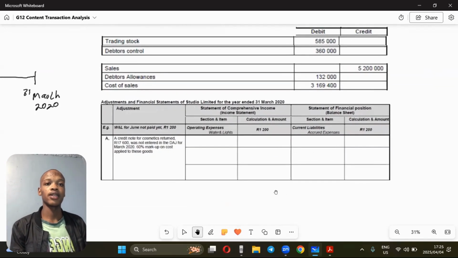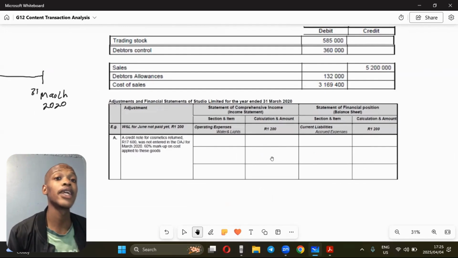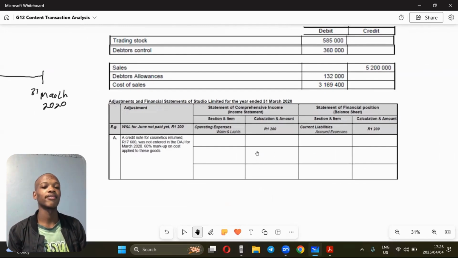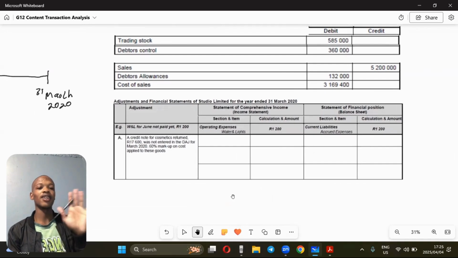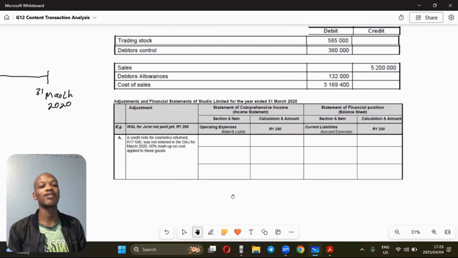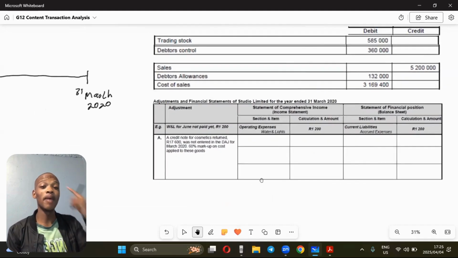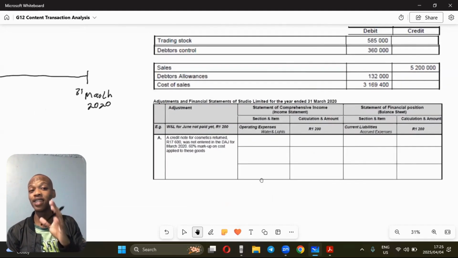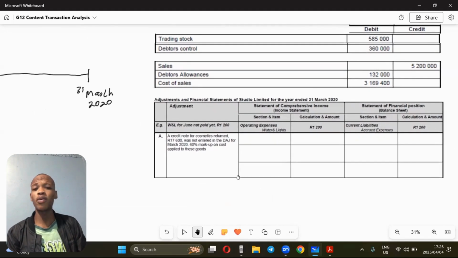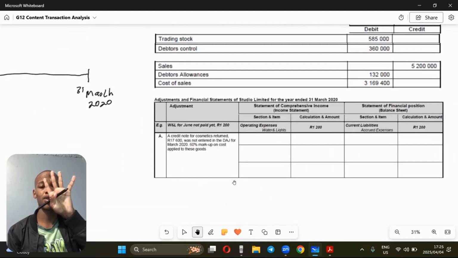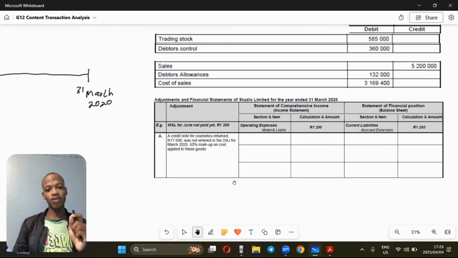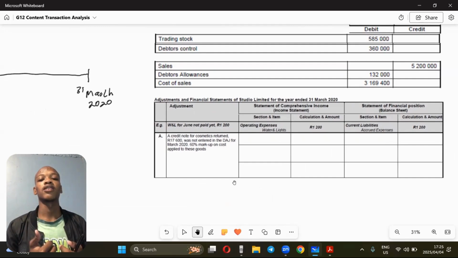Transaction A is a credit note. A credit note will always affect 4 accounts, because before we get to the credit note, we started with an invoice. The invoice was issued to a particular debtor that bought on credit from us as a business.